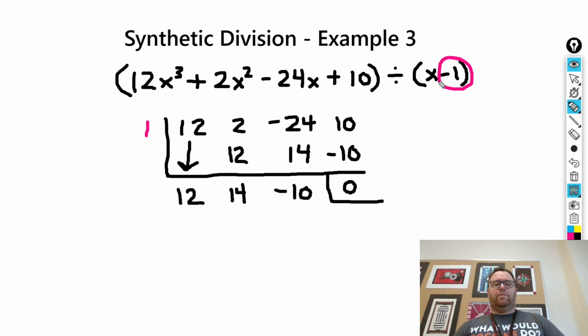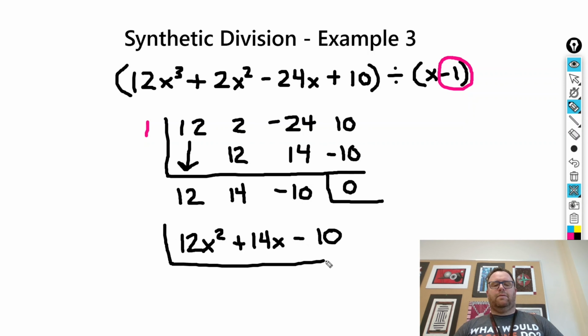We're dividing x cubed by x, so we get 12x squared plus 14x minus 10. Okay, and that's our solution to our last example.